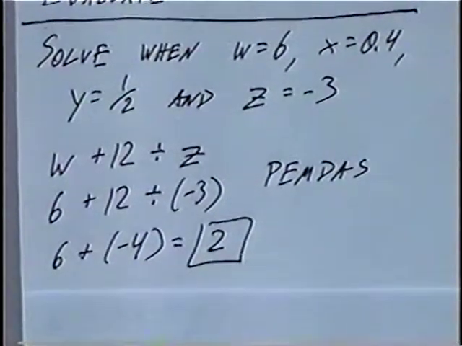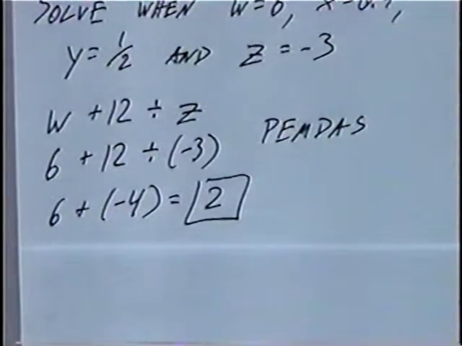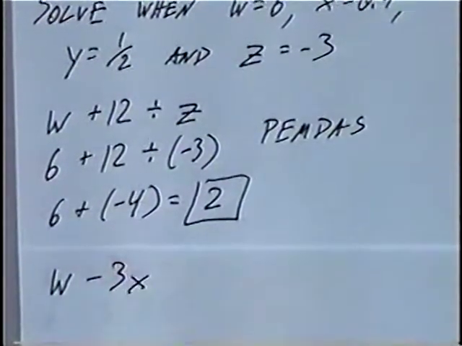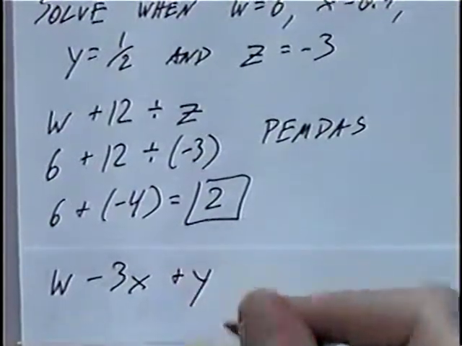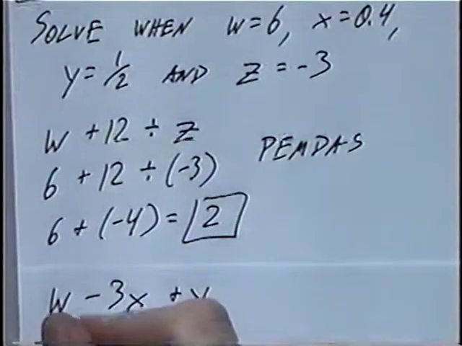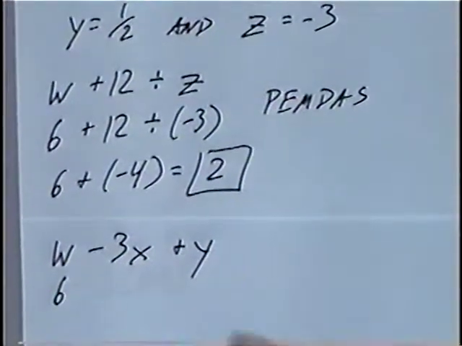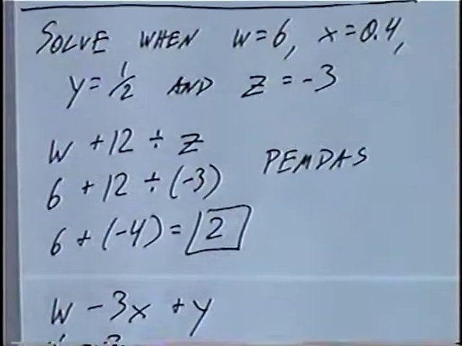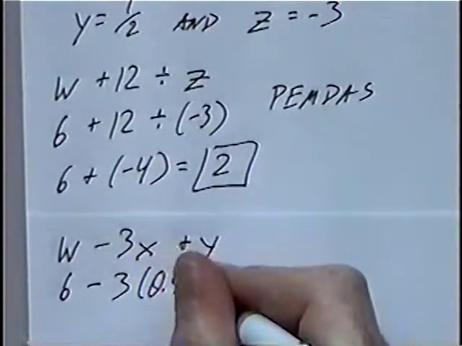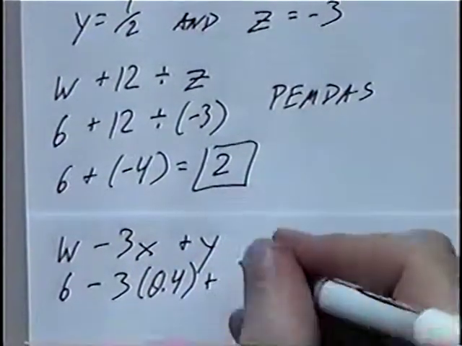Second question and last question for the section. W minus 3x plus y, and we'll solve this using the previous values given. W again is equal to 6, 3, and instead of x we'll put the decimal value 0.4, and plus y, y is 1/2.